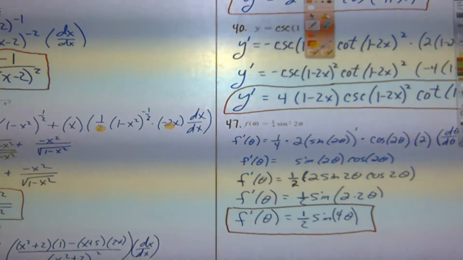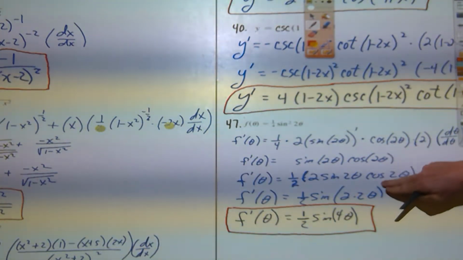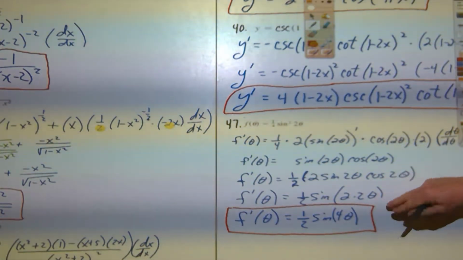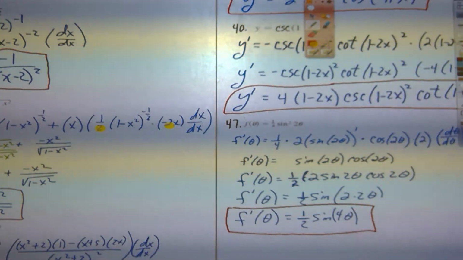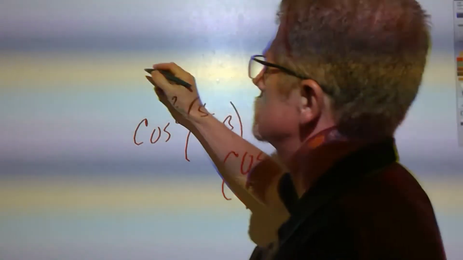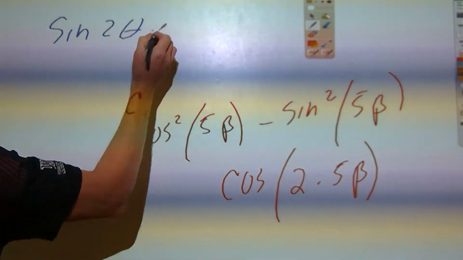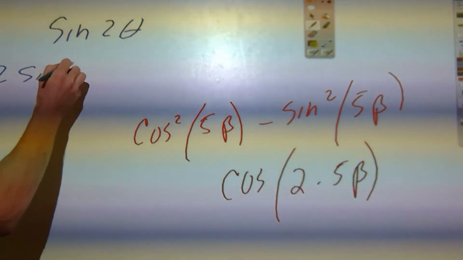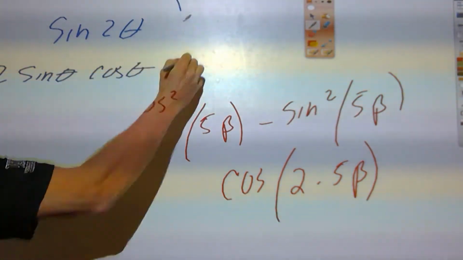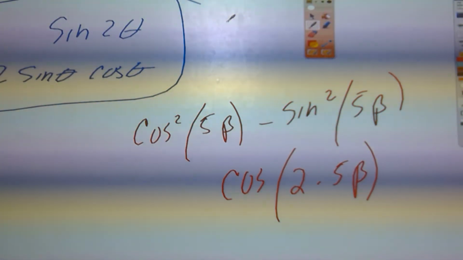So wait, what's the formula you used to get from here to there? No, next one. From here to there? Yeah. I used the fact that sine of a double angle is 2 sine theta cosine theta. Yeah. Sine double angle. Further questions on the homework due today?